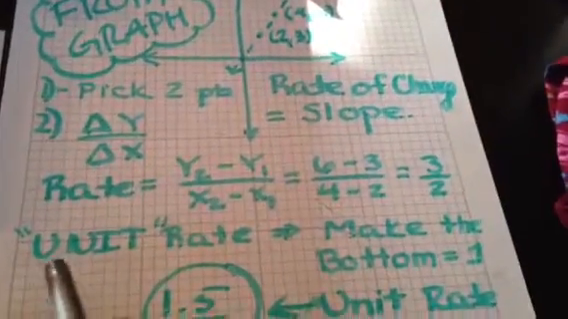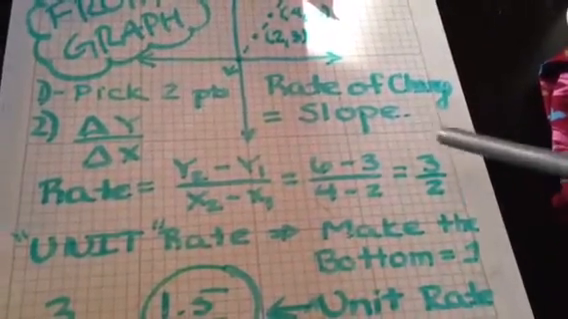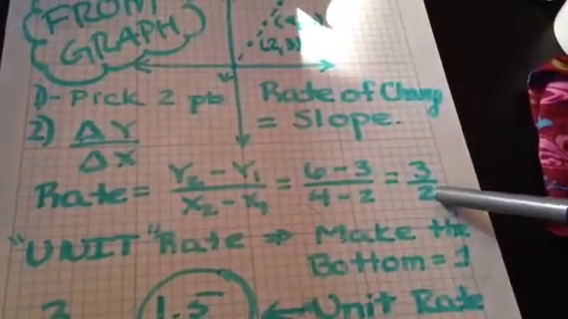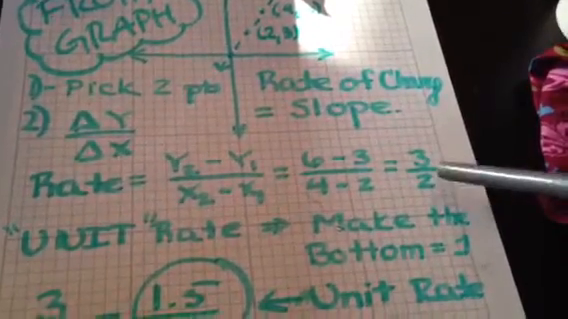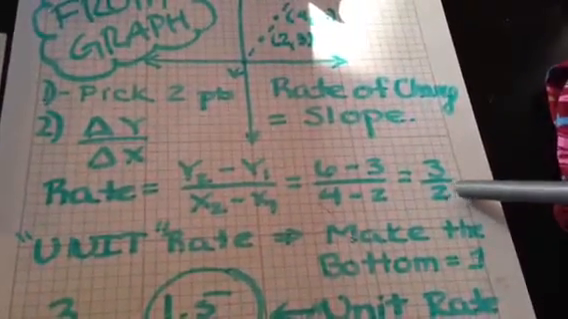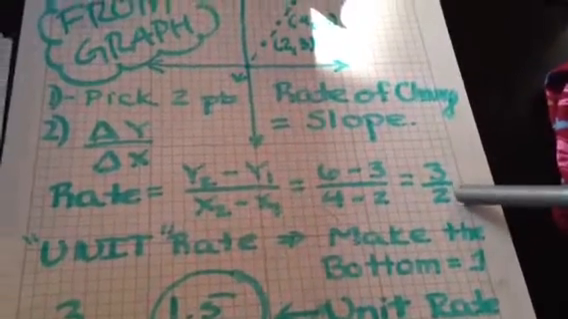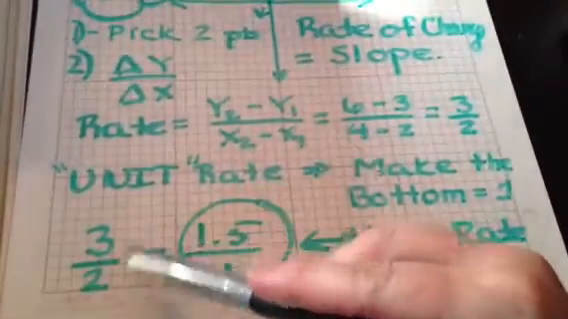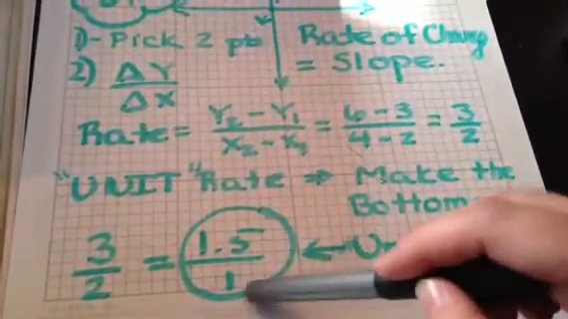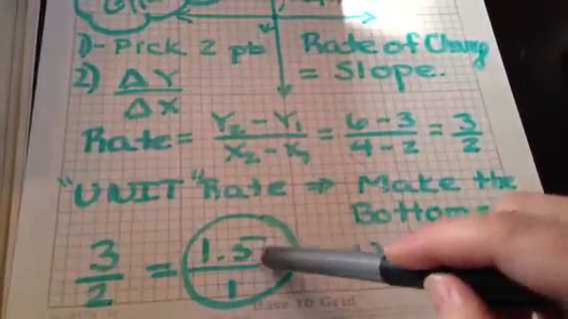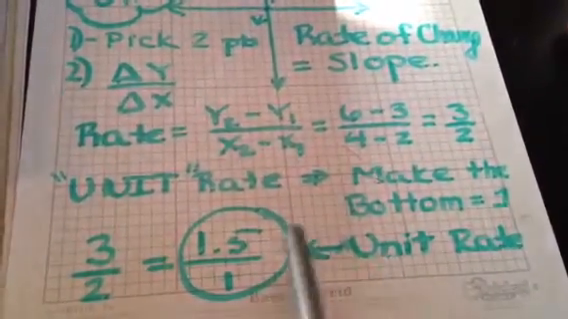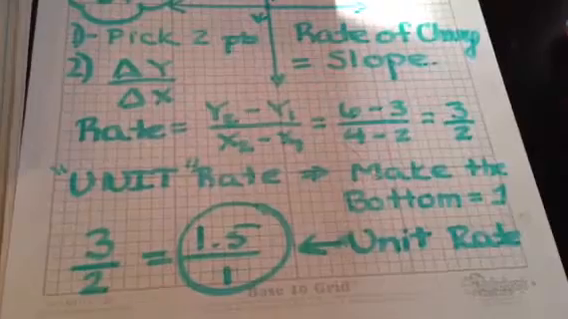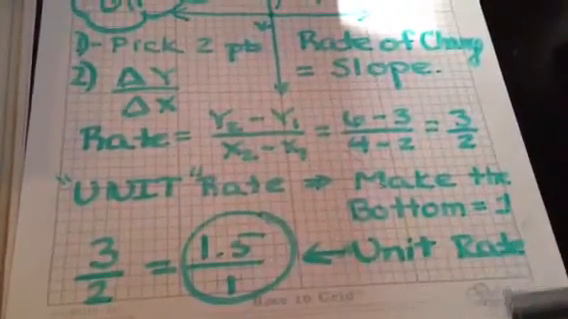Now, your book talks about making a unit rate. Well, this is not a unit rate. To make a unit rate, the bottom number has to be 1. So how can we make this bottom number 1? Remember, when we're dealing with fractions, if I want to make the number on the bottom 1, I can divide that by whatever number, and so I divide the top number by the same. So if I start with 3 over 2 and I divide 2 by 2, that's 1. If I divide 3 by 2, I get 1.5. So the unit rate here for this graph that I'm showing is 1.5 over 1.